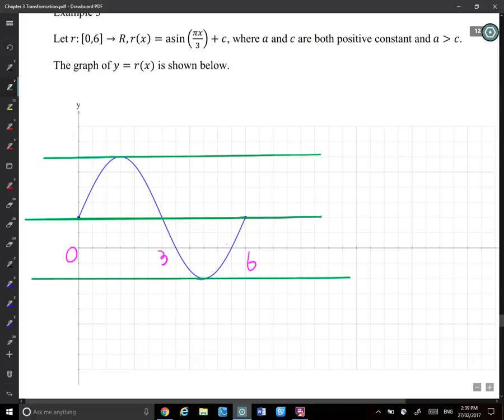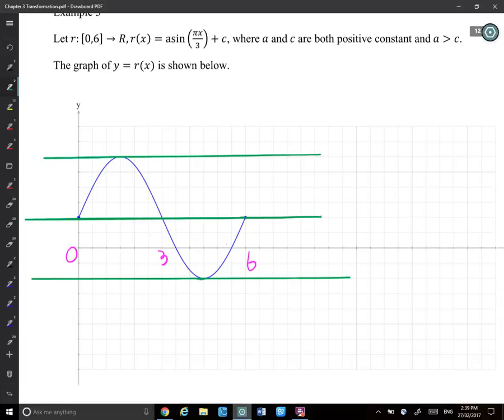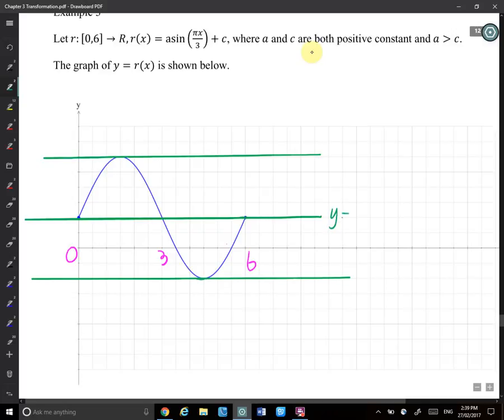This is a pretty good question. Have a think about this with me, because I don't know the values for A and C. So what's this line? This line must be y equals C. What's this line? This line must be A plus C. And this line must be minus A plus C.